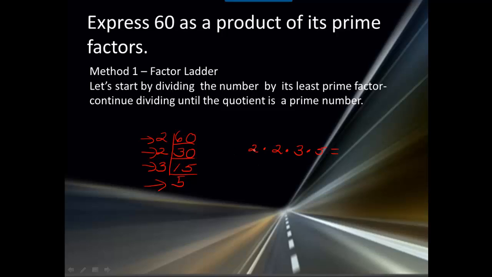To check myself and check my division, I will use the reverse operation, multiplication. 2 times 2 is 4. 4 times 3 is 12. 12 times 5 is 60. I have done my division correctly. Here are the prime numbers for 60.